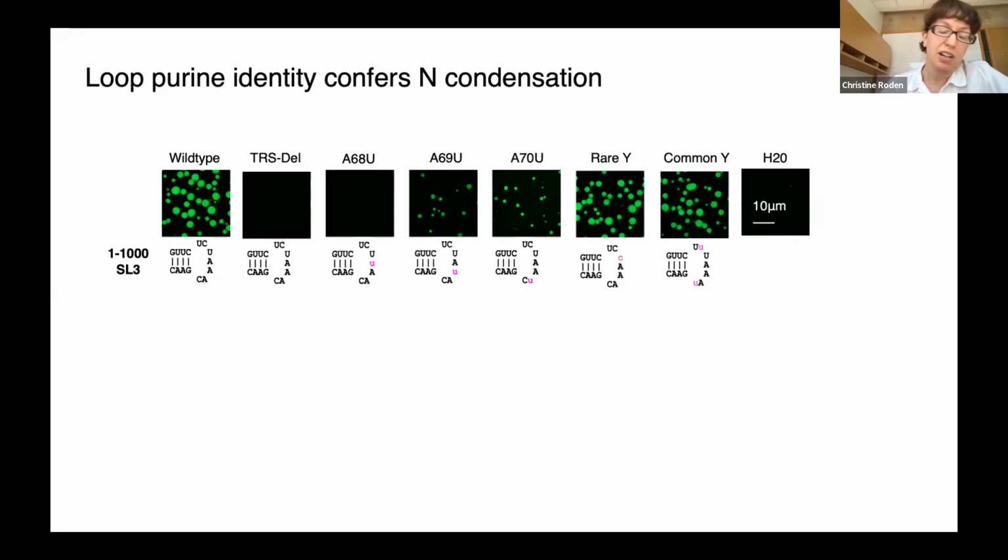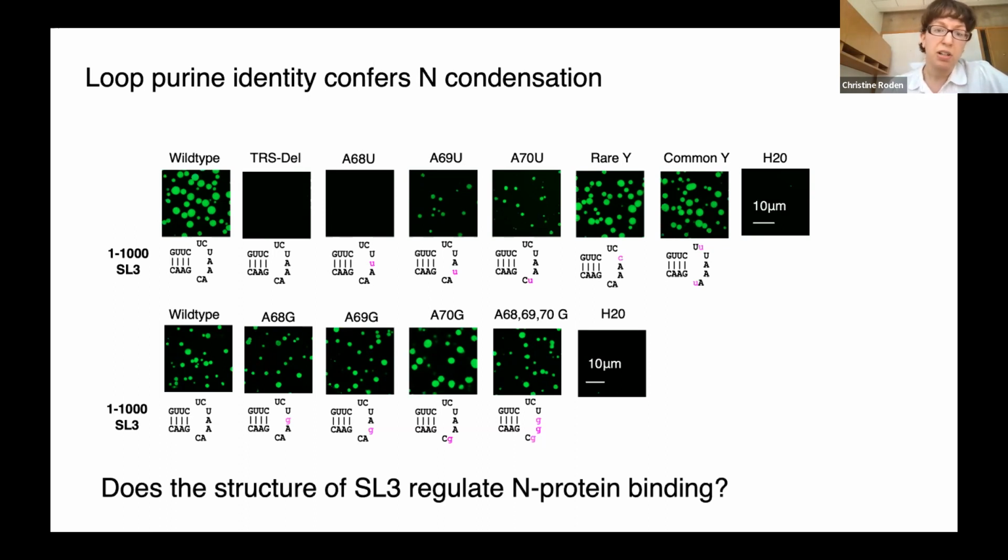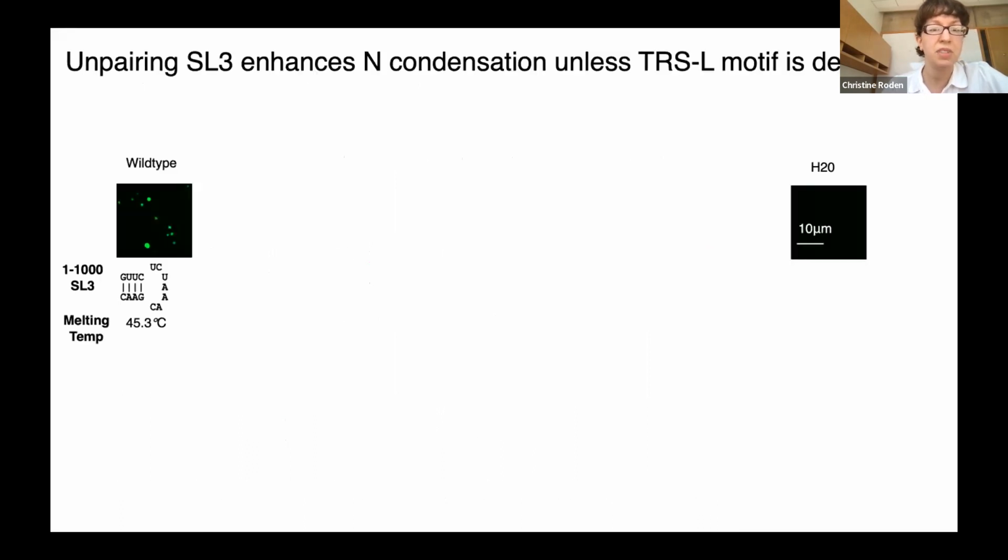And if we make mutations that are just upstream or downstream of these regions, but preserve the sequence character, we see almost no effect. And further, if we mutate the A within that loop to a G, which is chemically more similar, both being purines, we see very little effect on condensation. So we know the primary sequence is very important. We next asked, does the structure of stem loop 3 regulate N protein binding and in turn condensation?